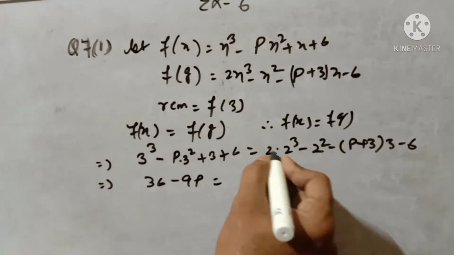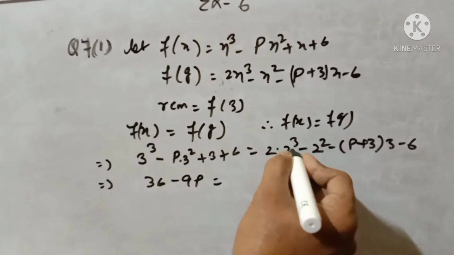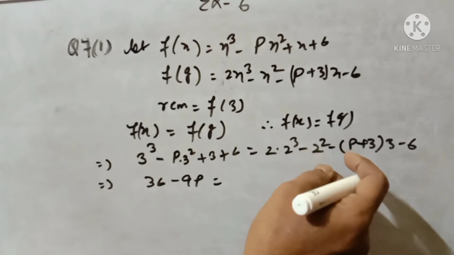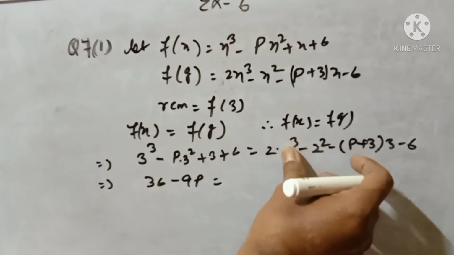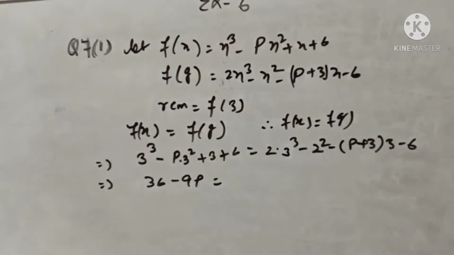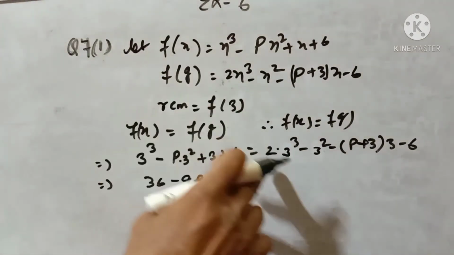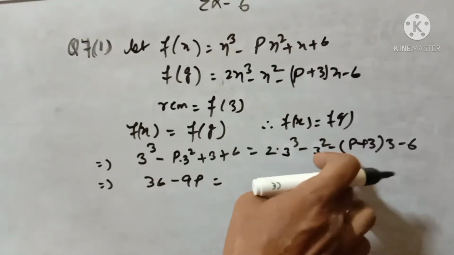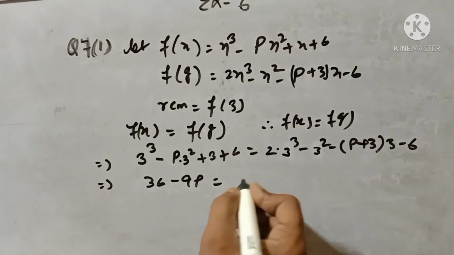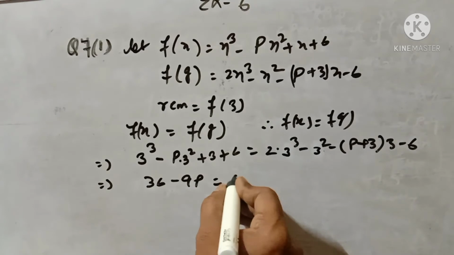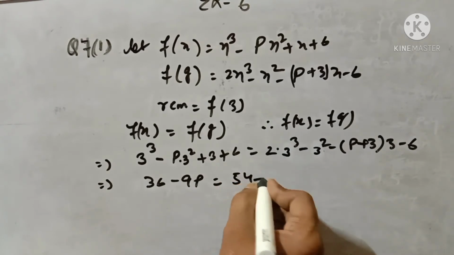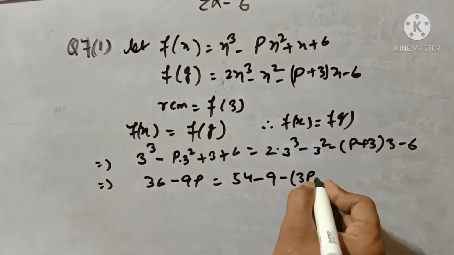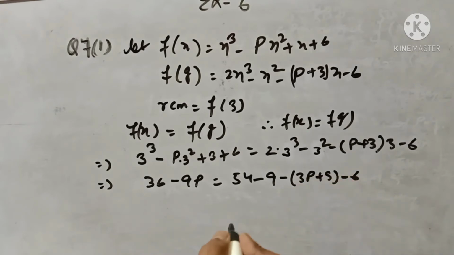And this side it will come, 2 into 3 to the power 3 minus 3 to the power 2 minus (p plus 3) into 3 minus 6. So it will come 54 minus 9 minus 3p, within bracket, minus 9 minus 6.